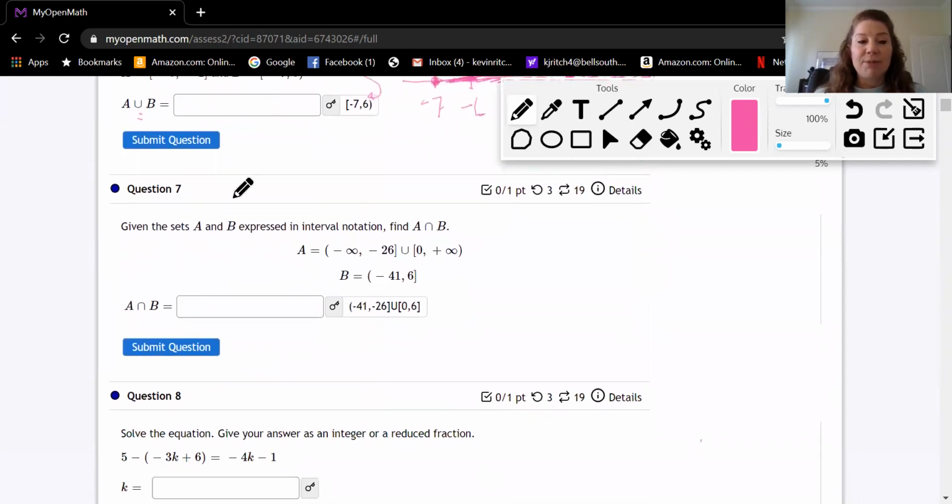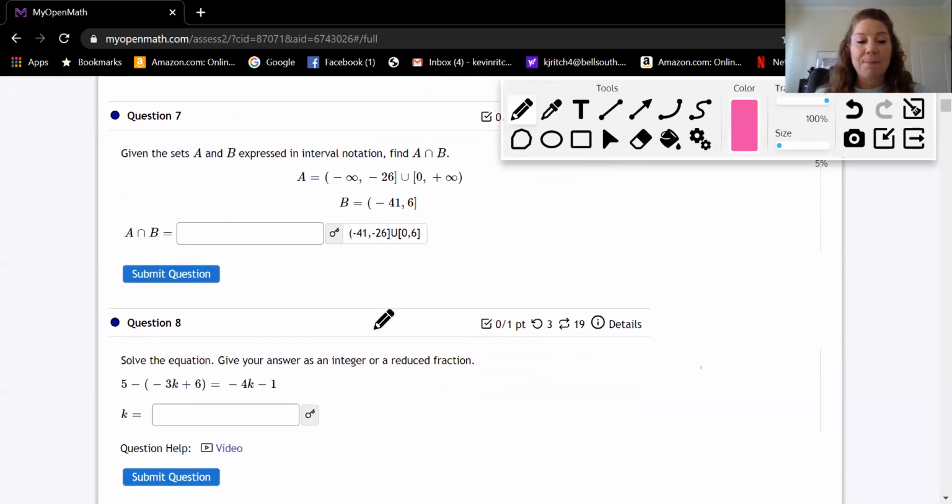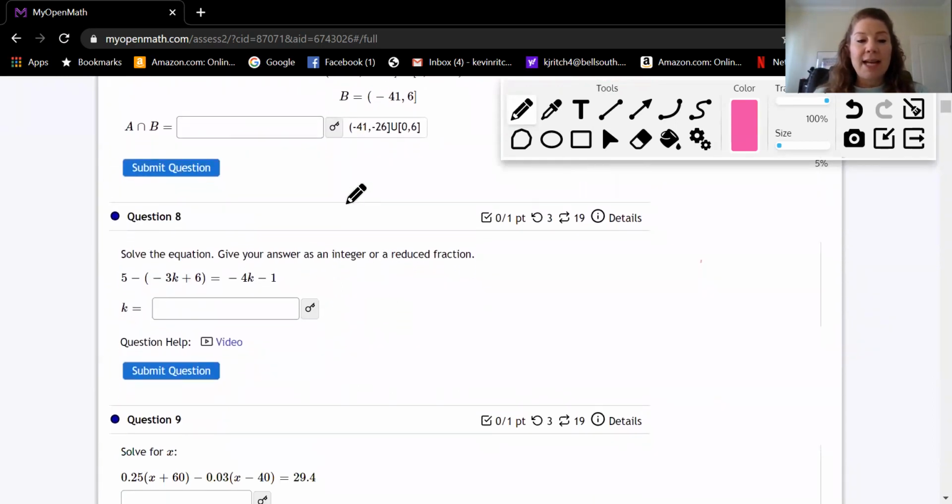All right, so number 7 is very similar to that. You would graph it. This time it only wants the intersection. So on our graph, make sure you only include the parts of the graph that are showing up in both sets. All right, so number 8 wants us to solve for k.